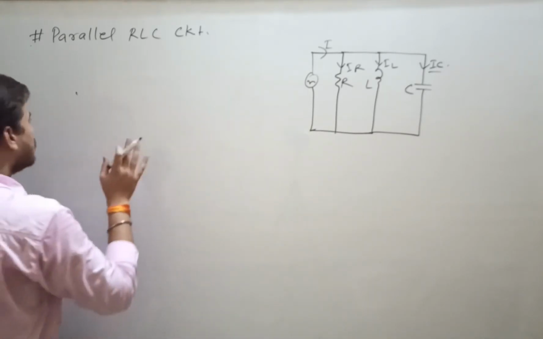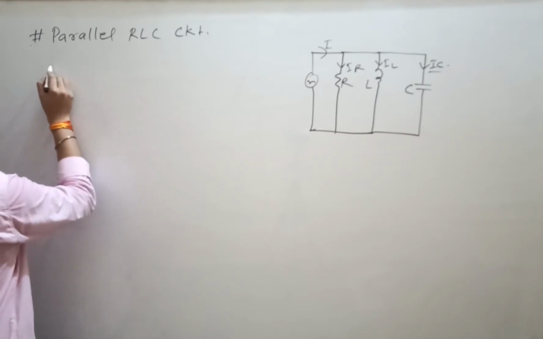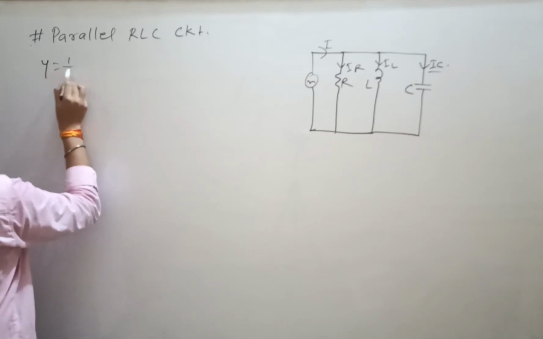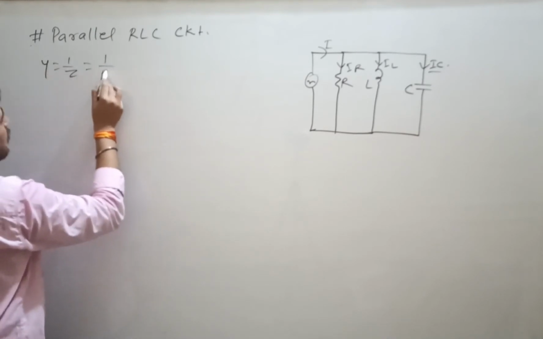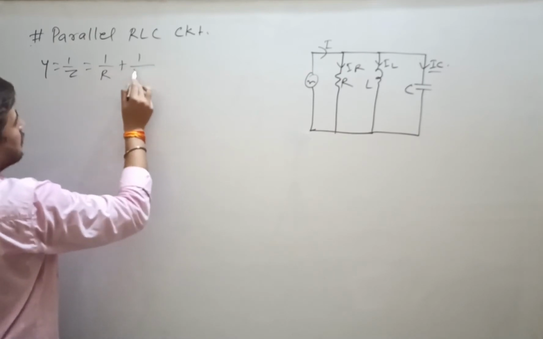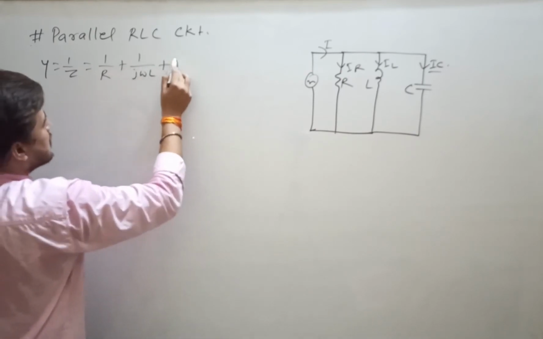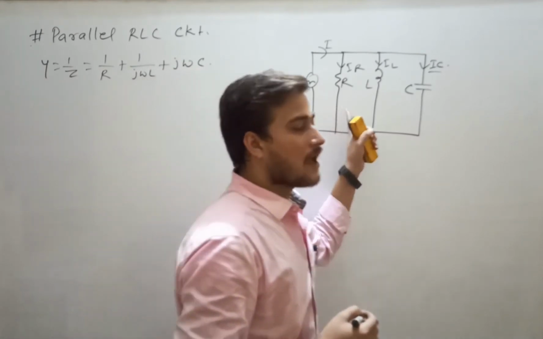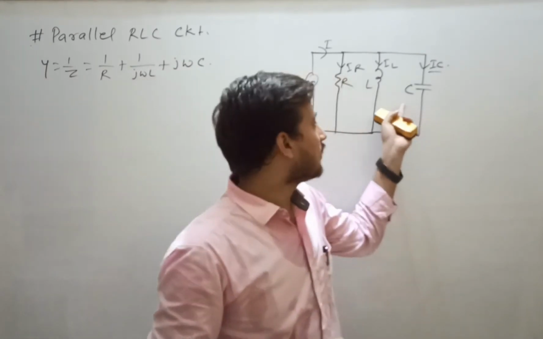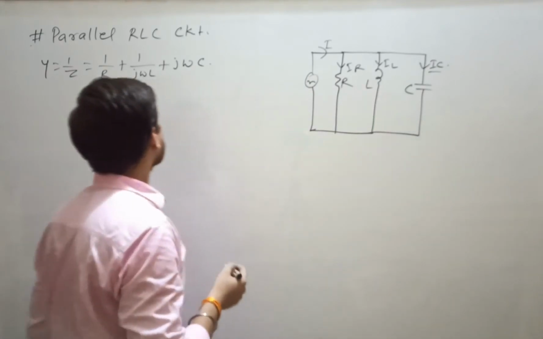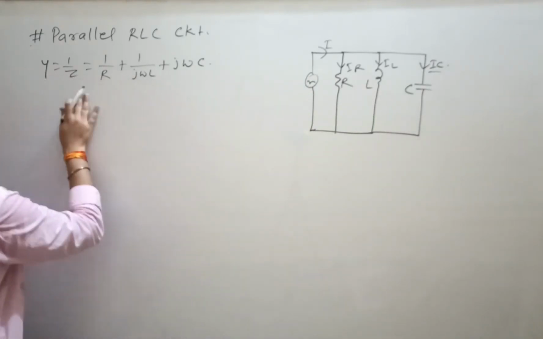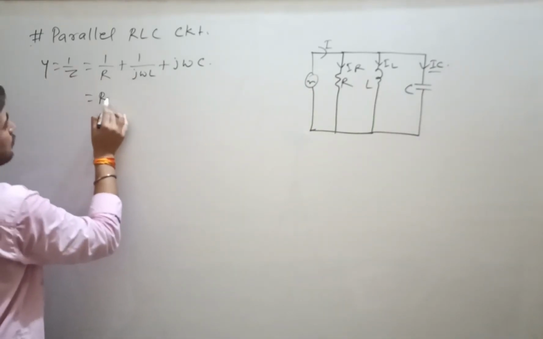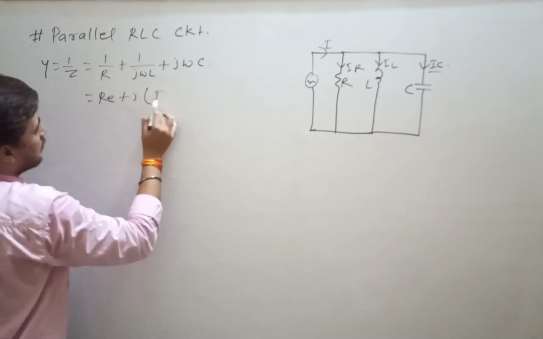Here you can write admittance. Admittance is equal to 1 upon Z, and it will be equal to 1 upon R plus 1 upon j omega L plus j omega C. Instead of writing impedance, I am writing admittance, which is the reverse of impedance. So here it is the real part plus j into the imaginary part.